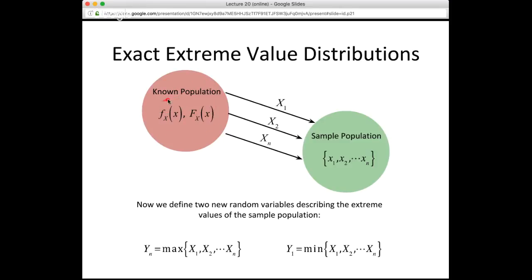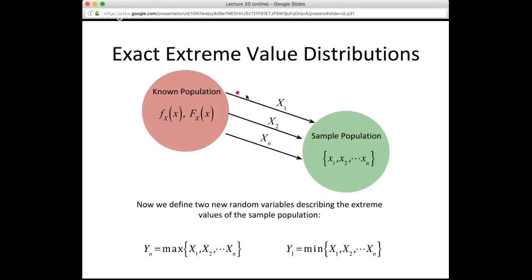I say known, what I mean really is that somebody knows it, maybe God knows it, or some higher power knows it. We would like to know it. But we're assuming that whatever that known population is, it's going to be described by a probability density function, f_X(x), and a CDF, F_X(x). And so the random variable associated with this known population is the random variable X.